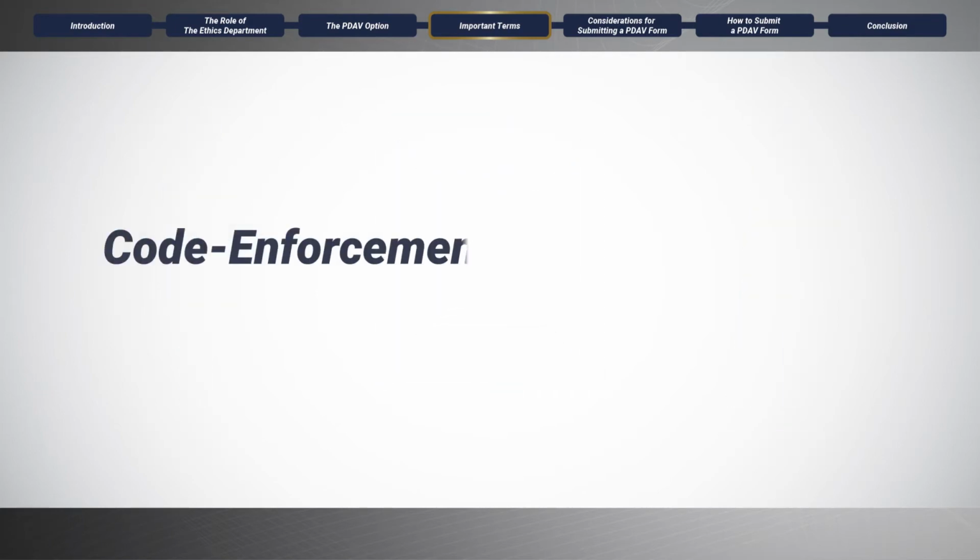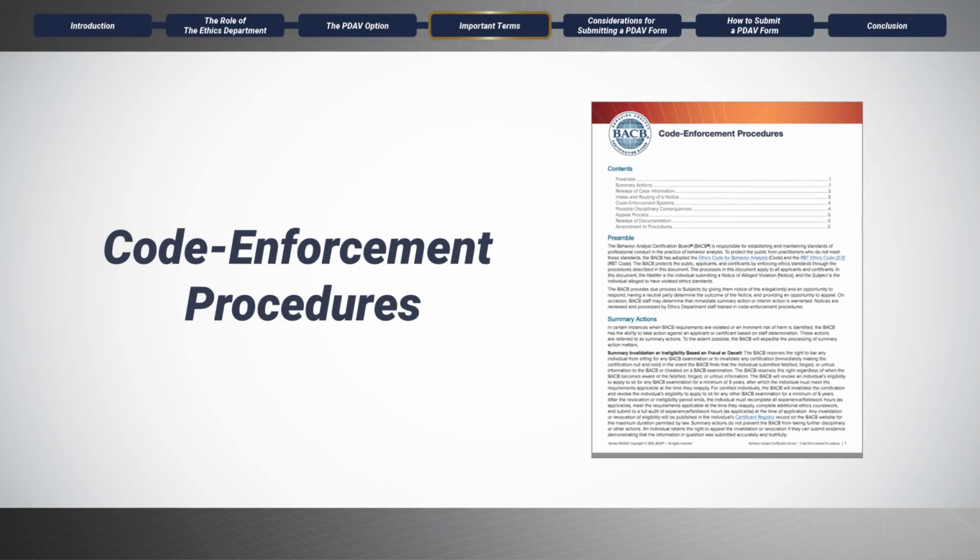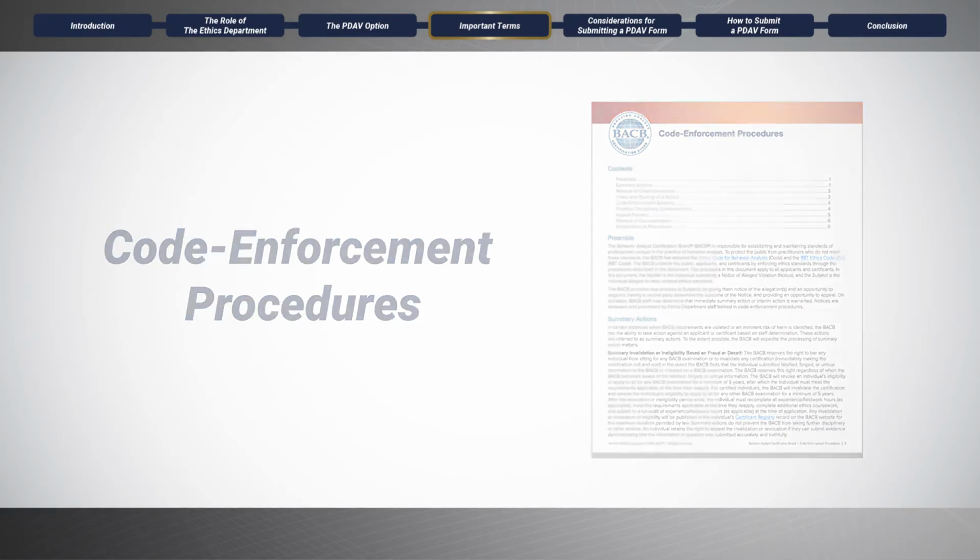The Code Enforcement Procedures document describes the conditions under which the BACB may take action against an individual's eligibility or certification. This document also outlines the BACB's general systems for processing notices and the components of due process afforded to applicants and certificants who have allegedly violated one or more ethics requirements.